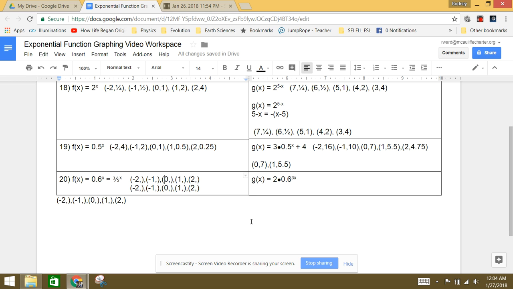So we already know probably that if x is 0, function equals 1, because 0.6 or 3/5 to the 0 is going to be 1. We also know that if x is 1, then y is going to be 0.6 or 3/5, because that's the same as 1. So that's the same as 0.6.